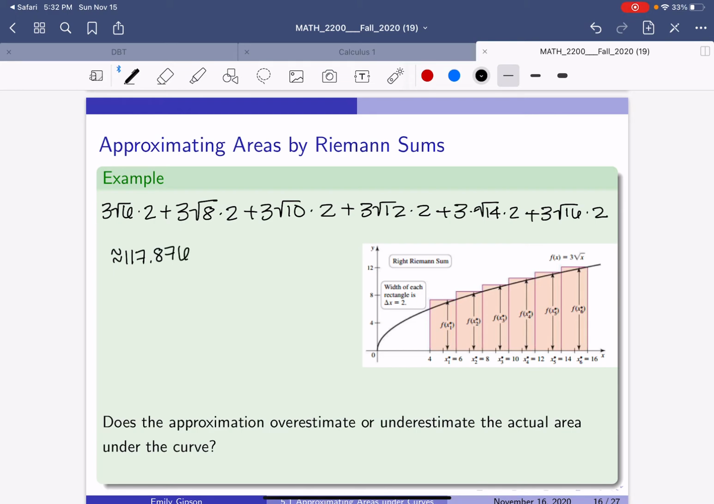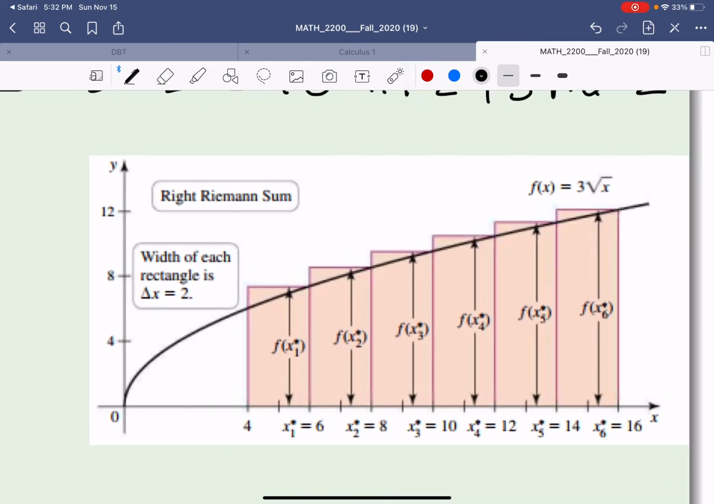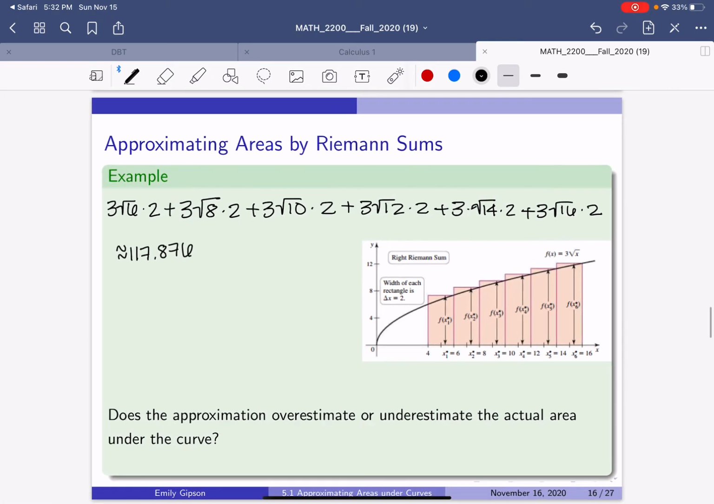117.876. But if we zoom in really close, we see that while we have nothing left over underneath our graph, we definitely have more than we bargained for above our graph. So this is going to be an overestimate. So it's safe to say that the area under the curve is greater than 105, but less than 117.